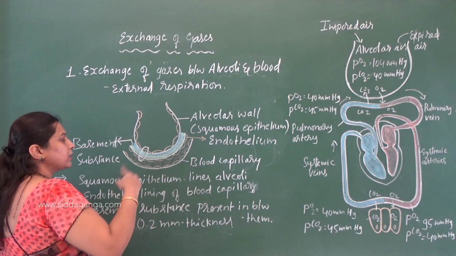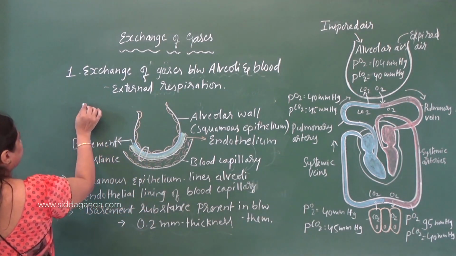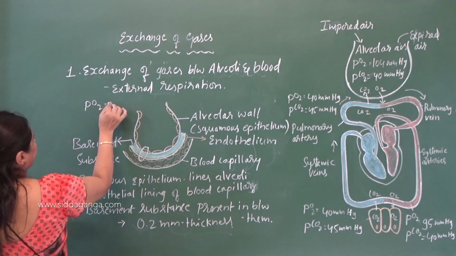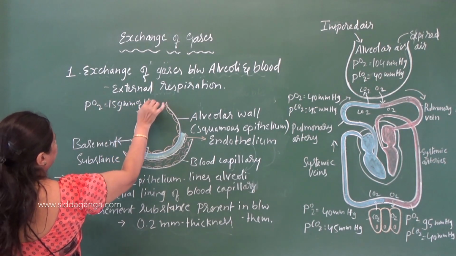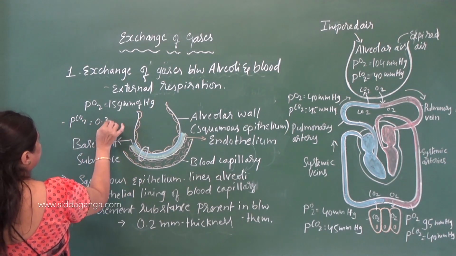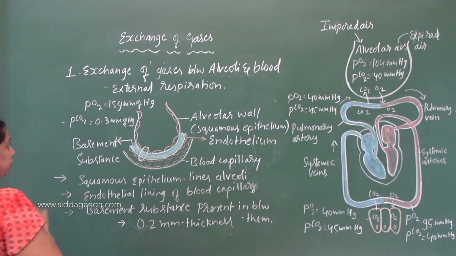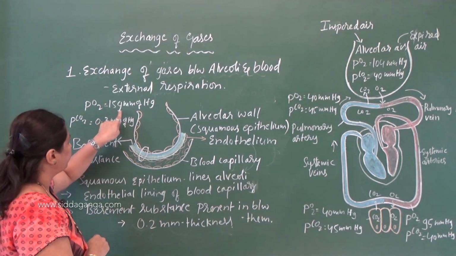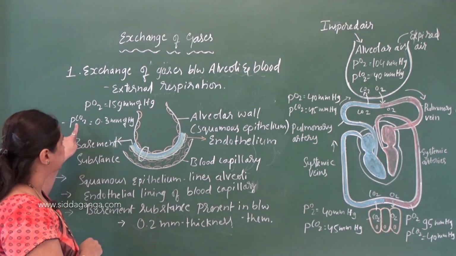And diffusion occurs because of difference in the partial pressure, right? See, the partial pressure of oxygen in the atmosphere is 159 millimeters of mercury, and that of carbon dioxide is 0.3 millimeters of mercury. So during breathing, what is the partial pressure of oxygen in the atmospheric air? It is 159 millimeters of mercury. And what is the partial pressure of carbon dioxide in the atmospheric air?